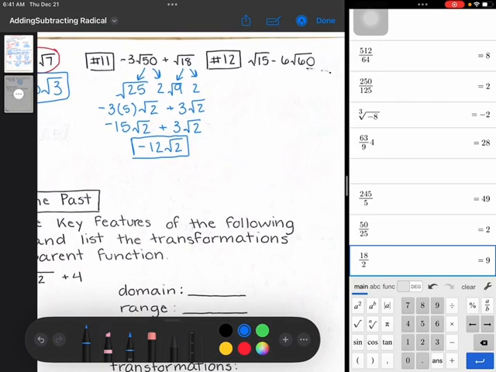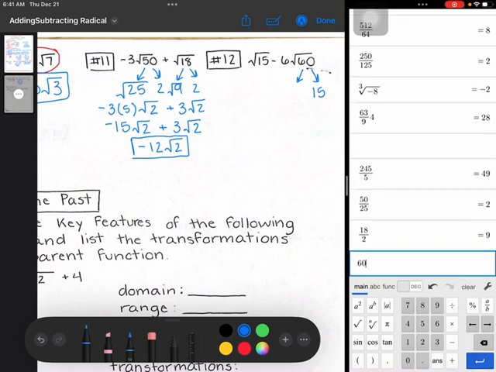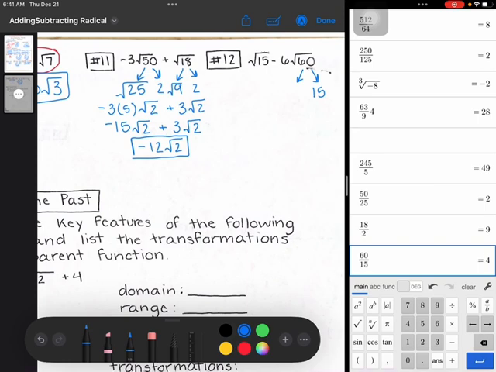Okay. And then for this one, 15, there's no perfect square that goes into 15, so we're going to break down 60. And that kind of gives me a hint again that I know that I want one of the numbers to be 15 because that's the radicand that I need left over. So 60 divided by 15 is 4. So square root of 4 is 2. So I bring down the square root 15. And then minus 6 times 2 times square root 15.